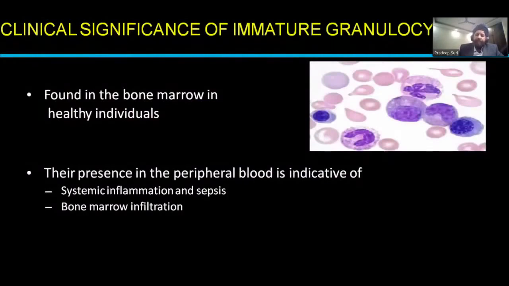But if we see the myelocytes, metamyelocytes, promyelocytes, and even blasts in a peripheral smear, we know that we are looking at either some systemic inflammation and sepsis, or worse, bone marrow infiltration.